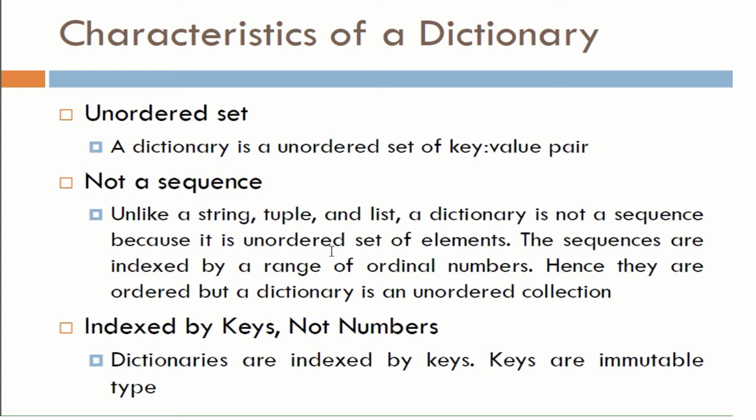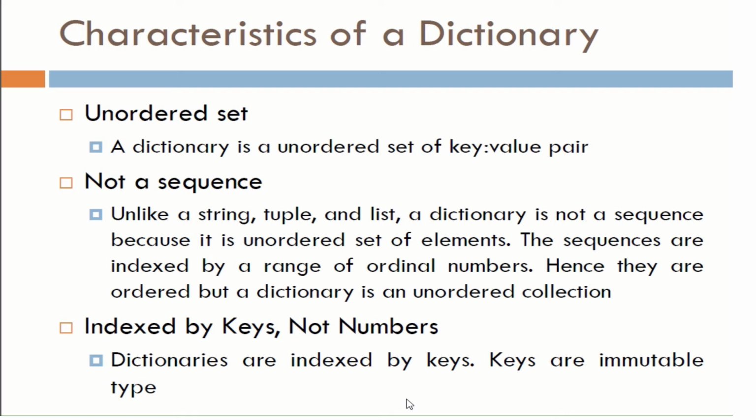How? Unlike a string, tuple, and list, a dictionary is not a sequence because it is an unordered set of elements. The sequences are indexed by a range of ordinal numbers. Hence, they are ordered, but a dictionary is an unordered collection. Now, indexed by keys, not numbers. How? Dictionaries are indexed by keys. Keys are an immutable type, which means they could not be changed.